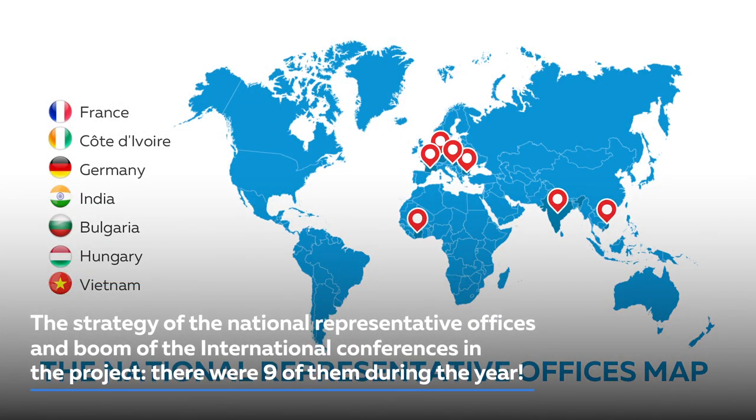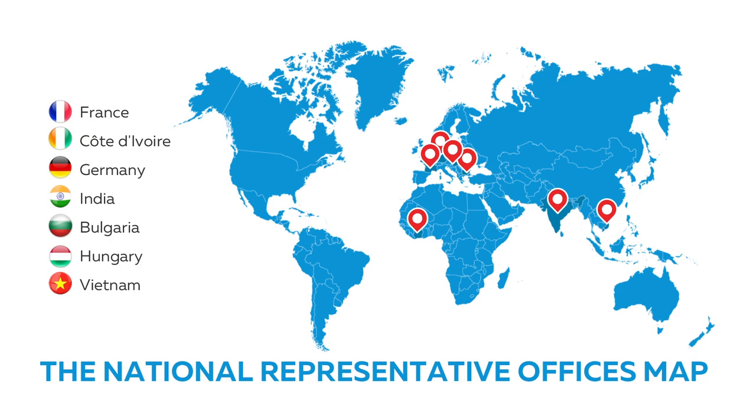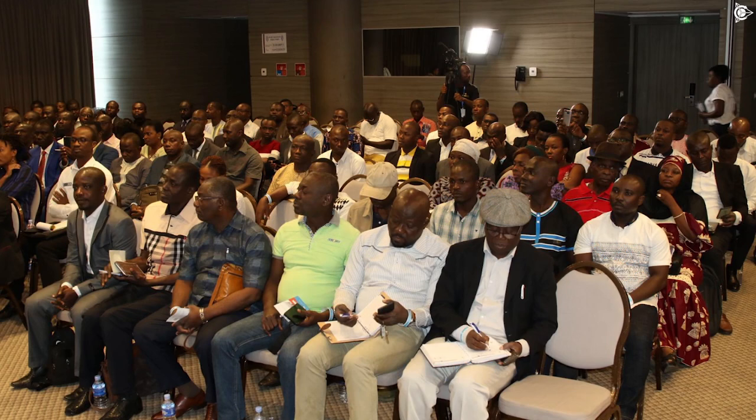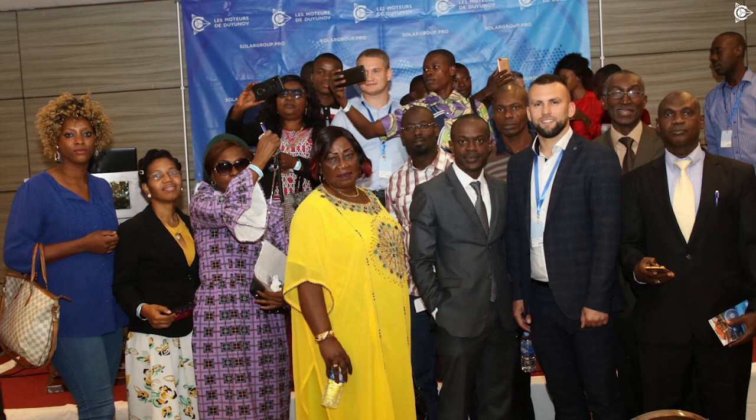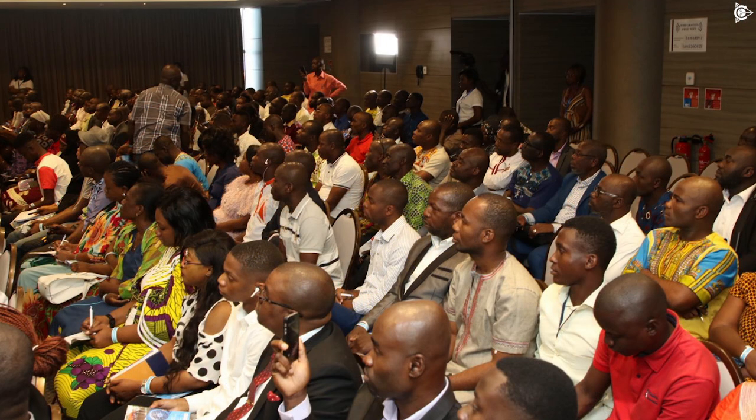Almost all the conferences were devoted to opening the national representative offices. In less than a year, we have organized them in 7 countries: France, Côte d'Ivoire, Germany, Bulgaria, India, Hungary, and Vietnam. The dynamics of the conference is demonstrable. The very first opening of the National Representative Office in France on June 8th gathered a little more than 36 people. Less than 2 months later, about 250 guests took part in a similar event in Côte d'Ivoire.